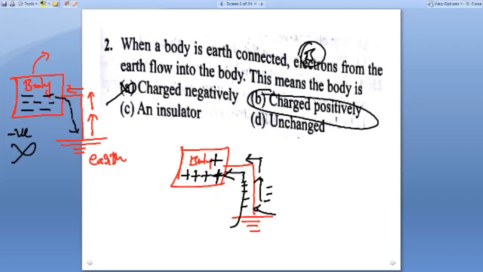Insulator, uncharged body means the electrons do not flow from ground to the body. Insulator means in the insulator no charges flow. So next question.